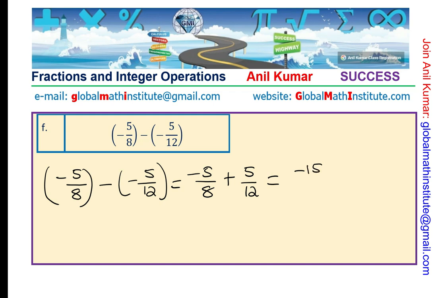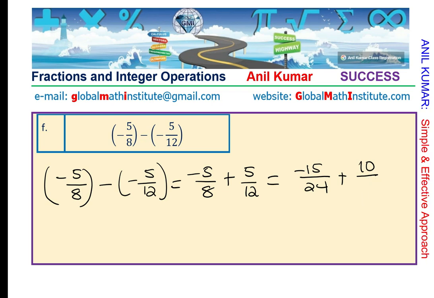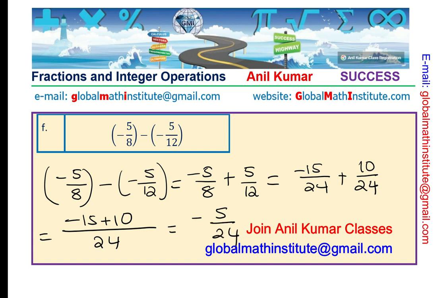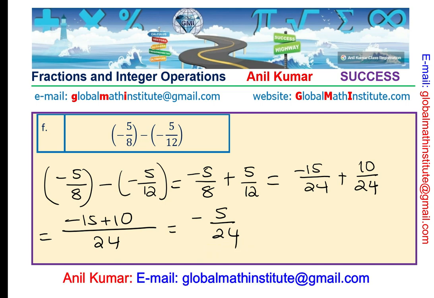We get minus 15 by 24. The second term by 2. We get 10 over 12. Minus 15 plus 10, oh sorry, over 24, right? I got to multiply the denominator also by 2. So basically, we are doing minus 15 plus 10 or 10 minus 15 and the common denominator being 24. So that gives us negative 5 over 24 as the final answer. You see how easily we did all the 6 questions.